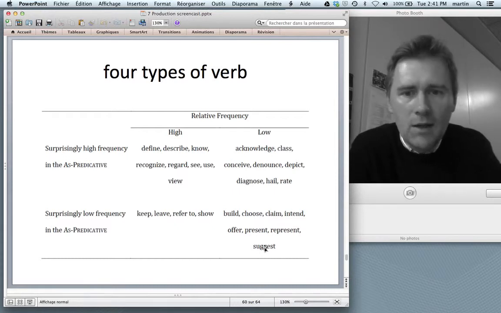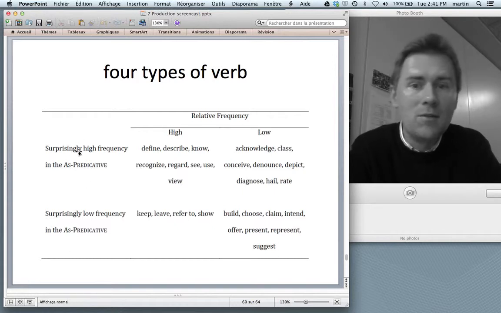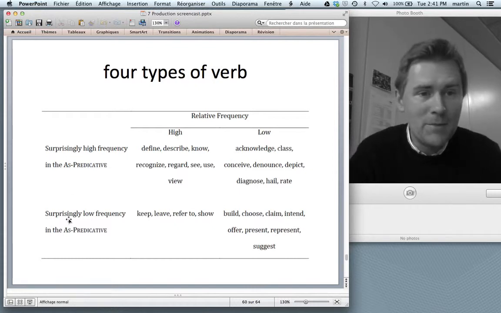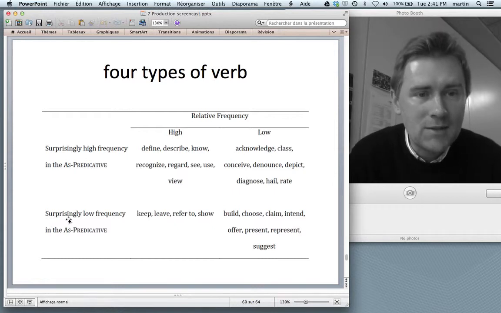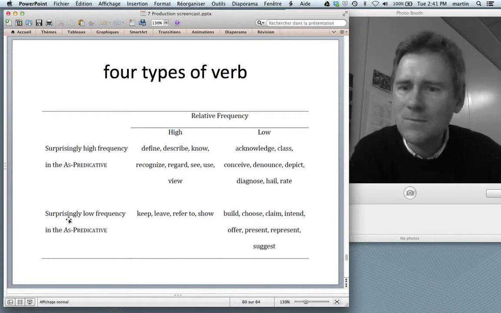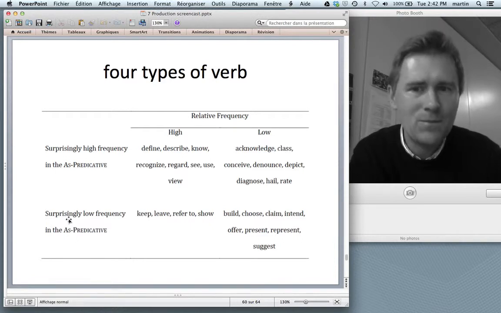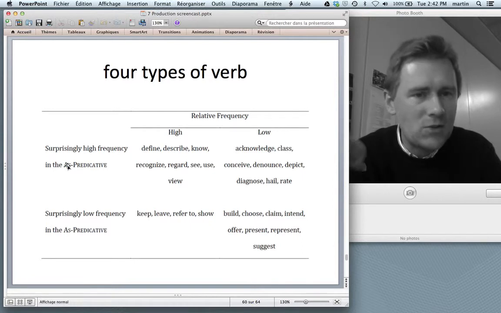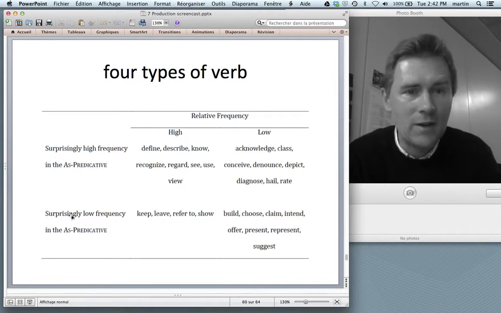All right. But they had another factor, namely not frequency as such, but surprisingly high frequency or surprisingly low frequency. And they measured this with something that's called constructional analysis. I should probably do a video about constructional analysis at some point, but for now, it suffices for you to know that, okay, we have frequency as one factor crossed with surprisingly high or surprisingly low frequency as another factor.